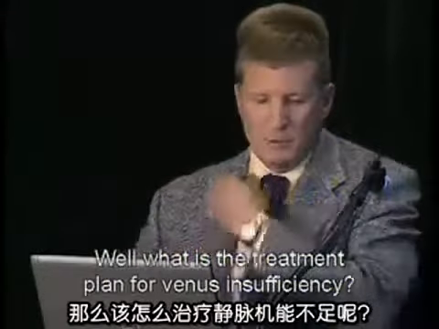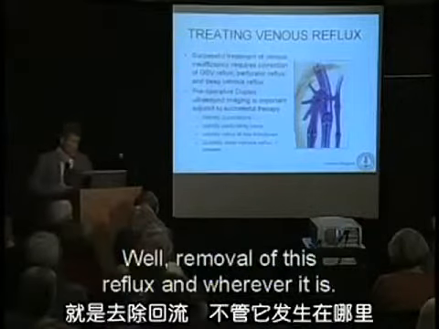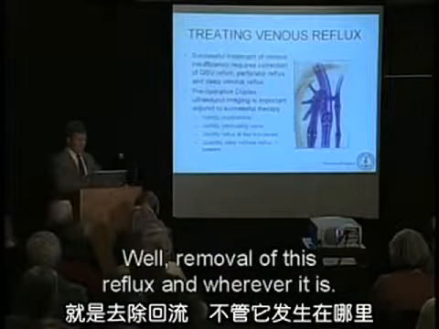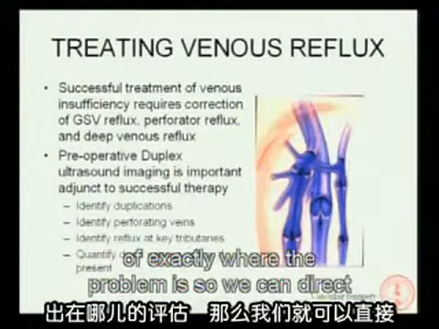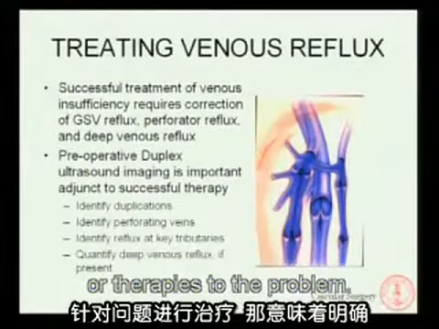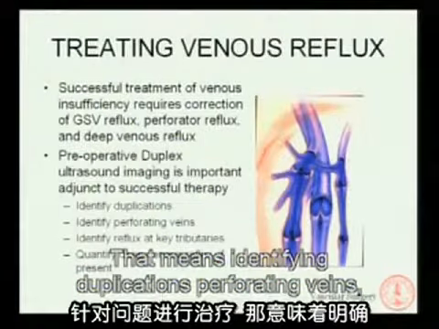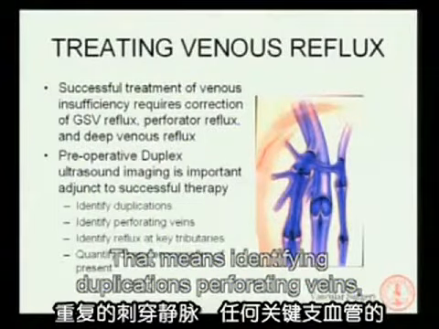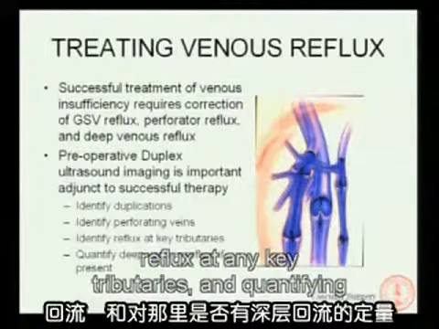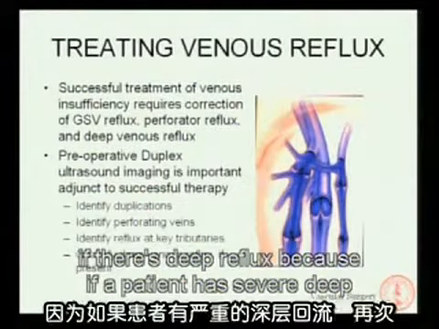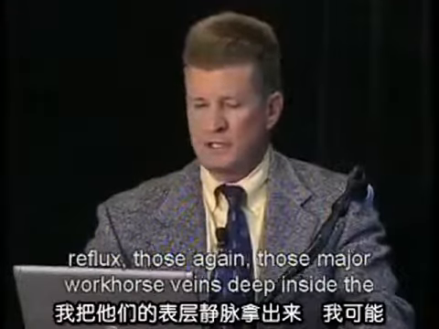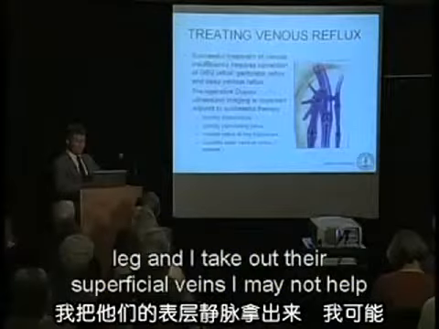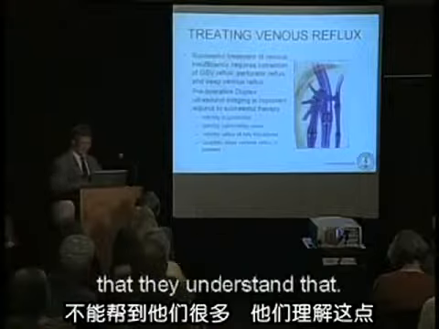Well, what is the treatment plan for venous insufficiency? Well, it's removal of this reflux, wherever it is. And so the important concept is a preoperative assessment of exactly where the problem is so we can direct our therapies to the problem. That means identifying duplications, perforating veins, reflux at any key tributaries, and quantifying if there's deep reflux. Because if a patient has severe deep reflux, those major workhorse veins deep inside the leg, and I take out their superficial veins, I may not help them very much, and it's important that they understand that.